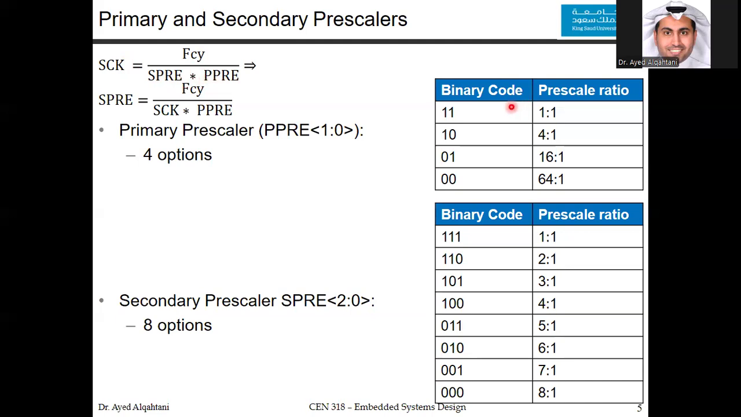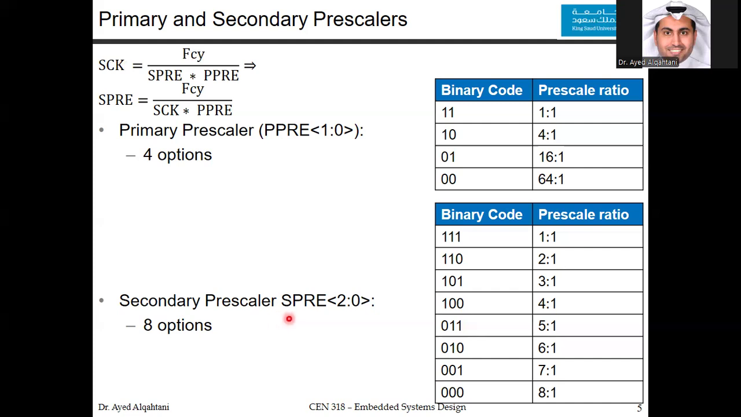Now, for the PPRE, we have 4 options since it is 2-bit, from 0,0 all the way to 1,1. If you use the code 1,1, then the prescale ratio is 1 to 1. If it is 0,1, then it's 4. If it is 1,0, then it's 16. If it is 0,0, then it's 64. And be careful of this. It's the other way around. Maybe you thought that if the code is 0, then it's the least prescaler ratio, which is 1. No, it's actually the other way around. So be careful of this. 1,1 is ratio 1, 0,1 is 4, 1,0 is 16, and 0,0 is 64.